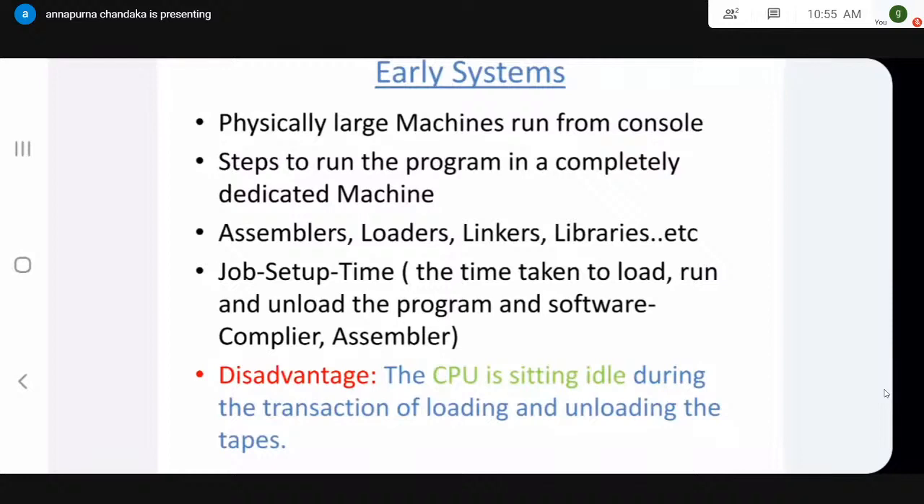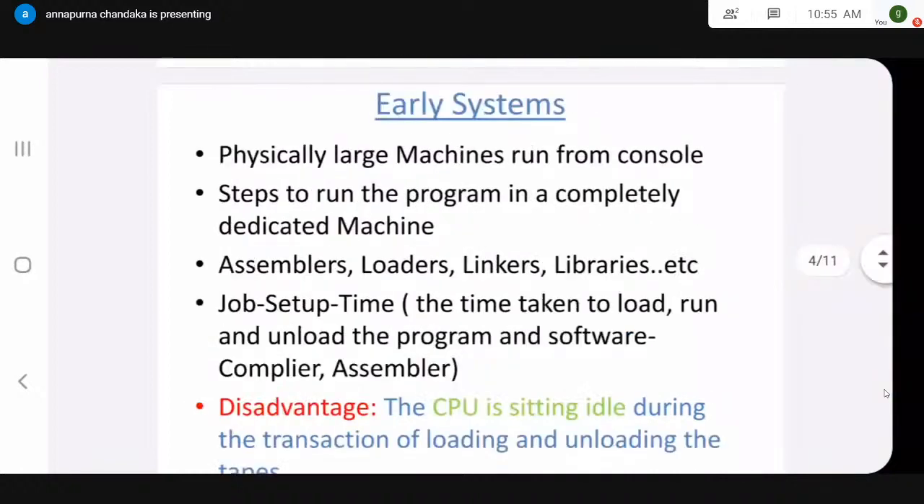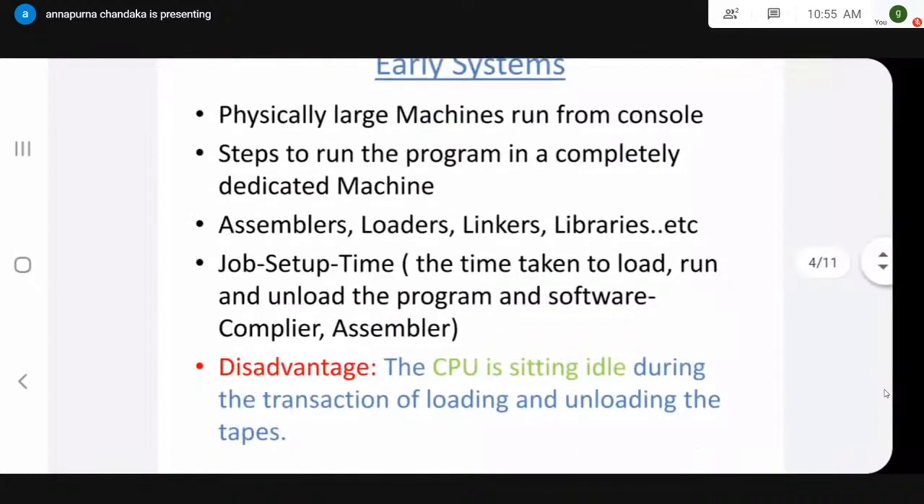Later on, linkers and libraries were invented. That means whatever necessary files are needed to run your program, these files are attached by your linker from libraries. Once all these components were invented, in order to run a particular program, what are the various actions taken by your computer system?